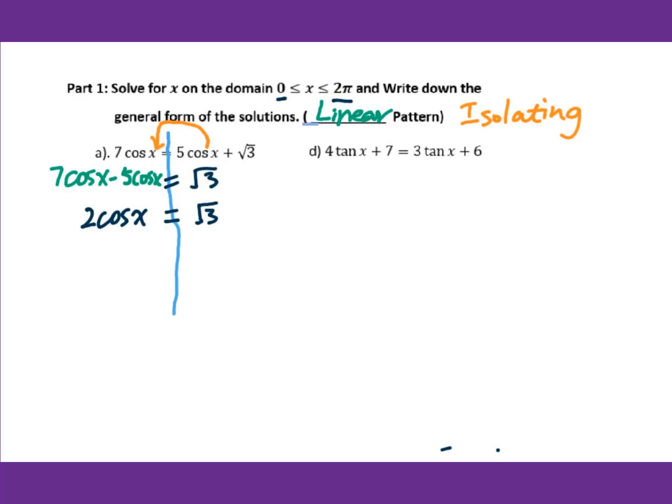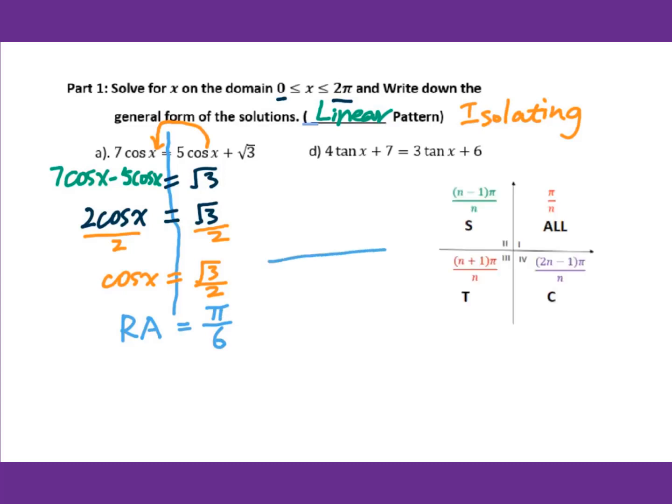We need a single trig equals constant. Therefore, I divided by 2 on both sides. I got cosine x equals square root of 3 over 2. Reference angle, that's pi over 6, because cosine pi over 6 equals square root of 3 over 2. We know that square root of 3 over 2 is positive.